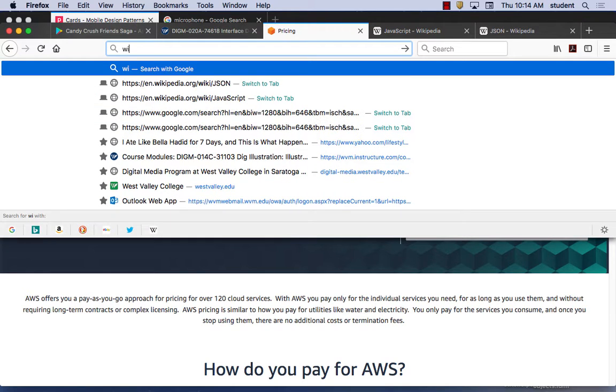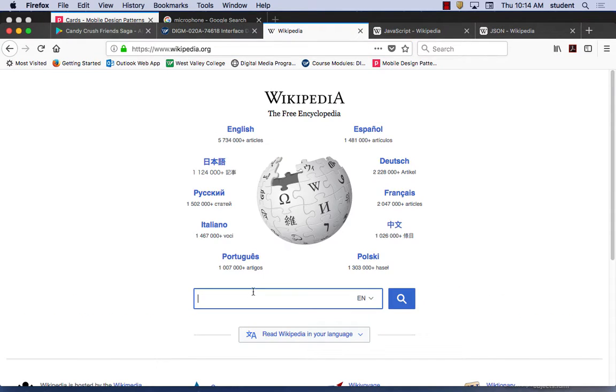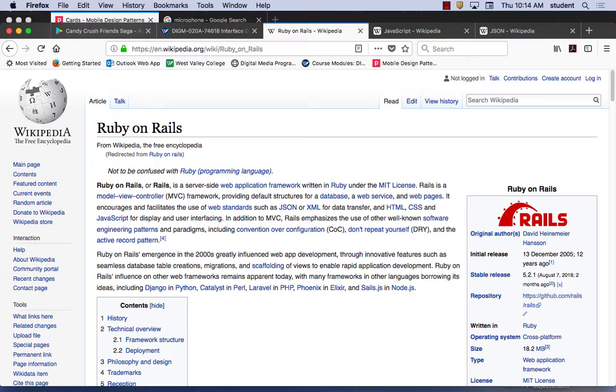So if we go to Wikipedia and type in Ruby on Rails, you might have heard of that. This is what Facebook uses, right? This is the Facebook technology. It is a server-side web application framework written in Ruby under the MIT license. Rails is a model view controller framework.